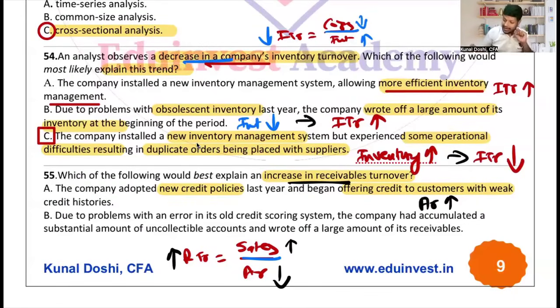Understood? Next, due to problems with errors of the old credit scoring system, the company has accumulated a substantial amount of uncollectible accounts and wrote off a large amount of receivables. Now, due to this, your accounts receivable will go down because you wrote off. When you do that, your receivables turnover will increase. So as of now, this looks like the right choice.